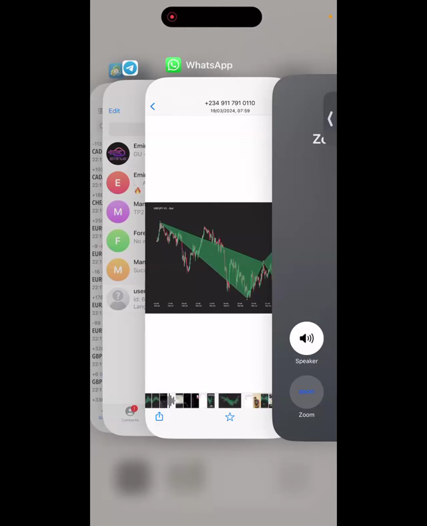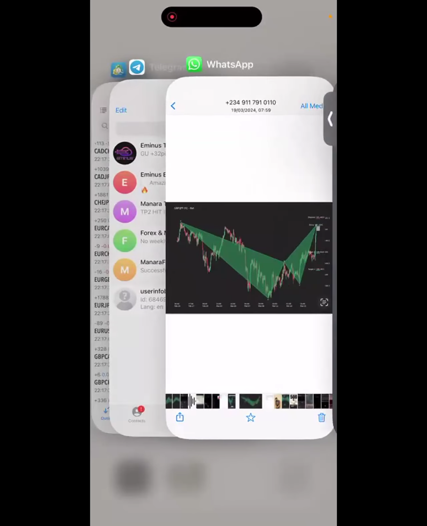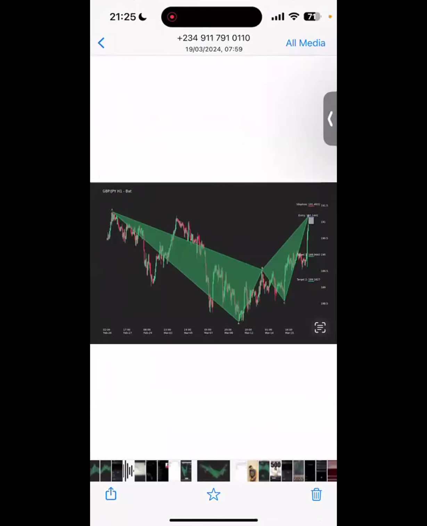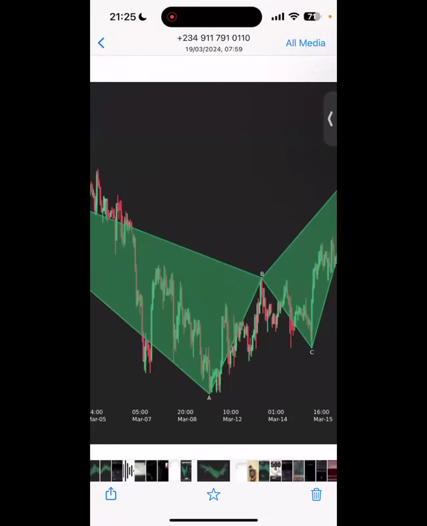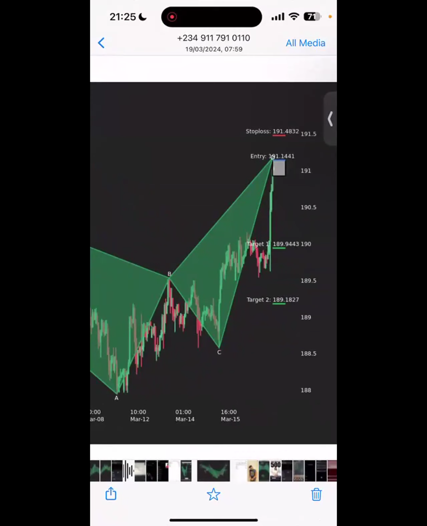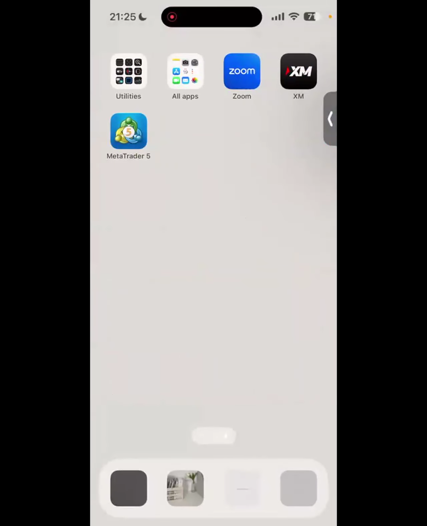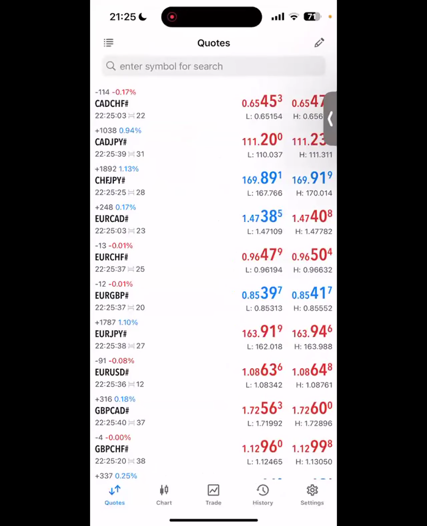So that's just it. Now let's go and try to take this trade idea, Chisom. So when you see an idea like this, you know it's instant execution. How do I know it's instant execution? Because we're not seeing anything written pending order or sell limit or sell stop. So go to your MetaTrader 5. Look for the pair. Remember, it's GBP JPY.